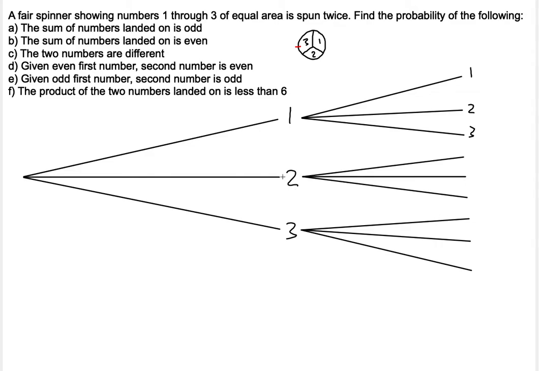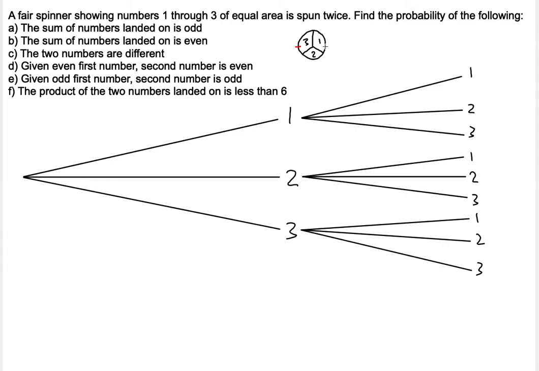When we spin the 2 for the first time, the second spin can be any one of the 3 again, so it's going to be 1, 2, and 3. And for the 3 being spun, we can have 1, 2, and 3 for the second spinning attempt. Now let's talk about the probabilities. If each of these numbers has an equal chance of being shown when the spinner stops at the pencil, then the probability of each number per every single attempt is going to be 1/3, because this area takes exactly 1/3 of the entire circle area.